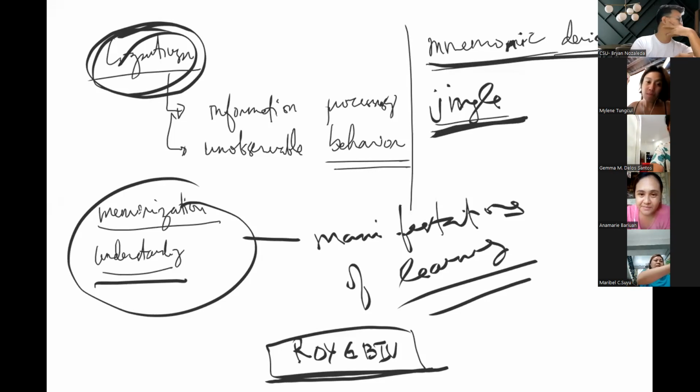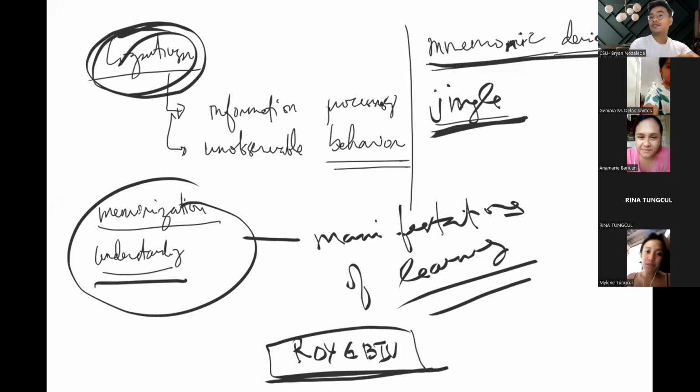For example, Mercury, Venus, Earth, Mars, Jupiter, Saturn, Uranus, Neptune. There are 8 planets. It can make us memorize the 8 planets. So that is just one example of a jingle. So if you use this in your classroom, those are cognitive strategies in learning. Meron pa isa, sir.